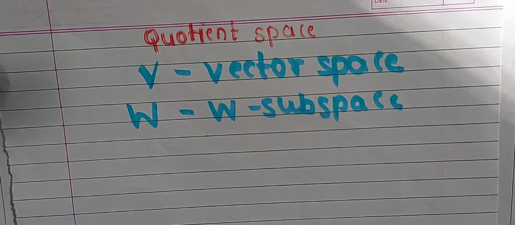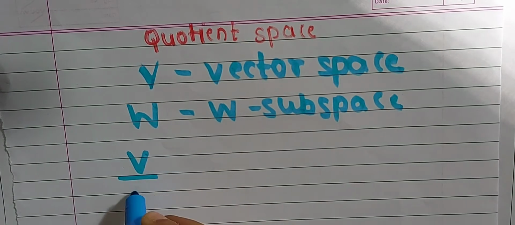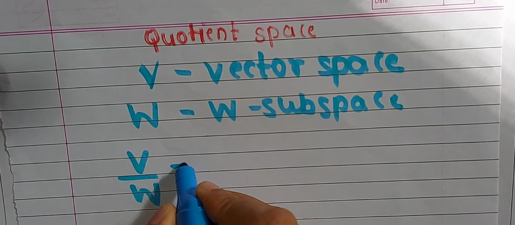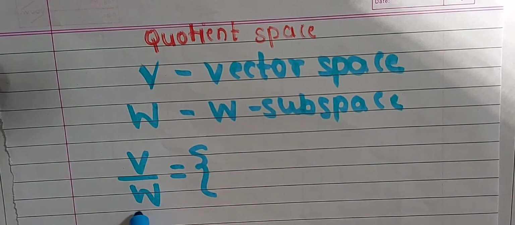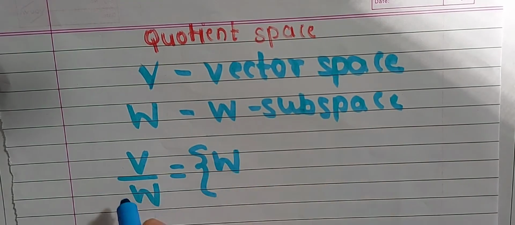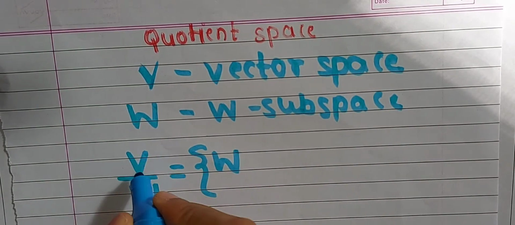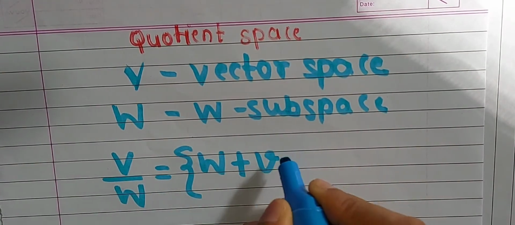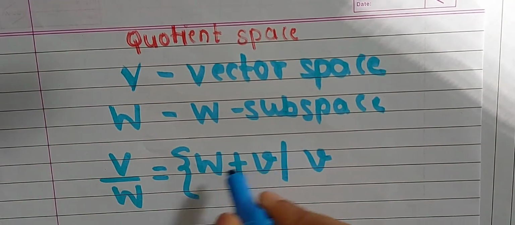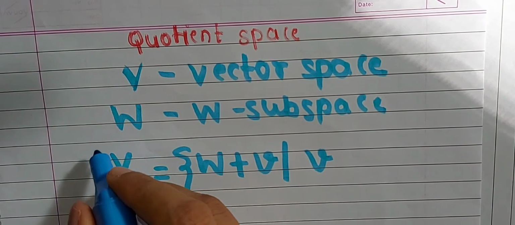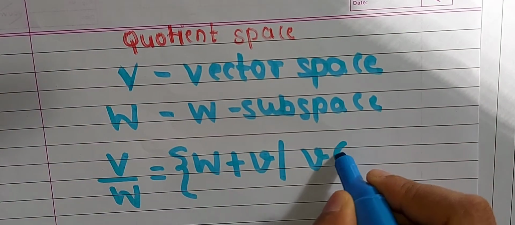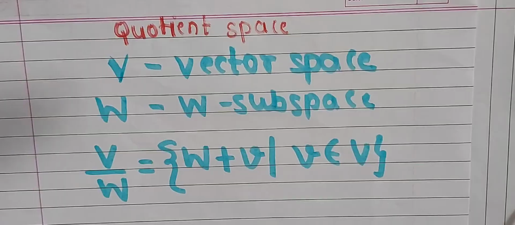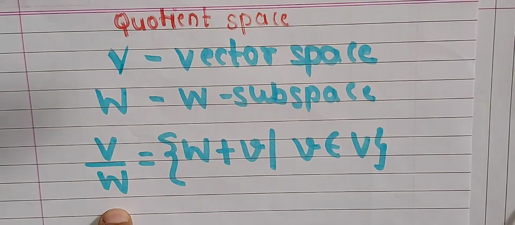Now the quotient space is denoted by V by W, and it is defined as follows: take this subspace W, and consider one element from the set V, let this element be a small v, such that this small v belongs to the capital V, that is, to this vector space. So this is the definition of V by W, the definition of a quotient space.